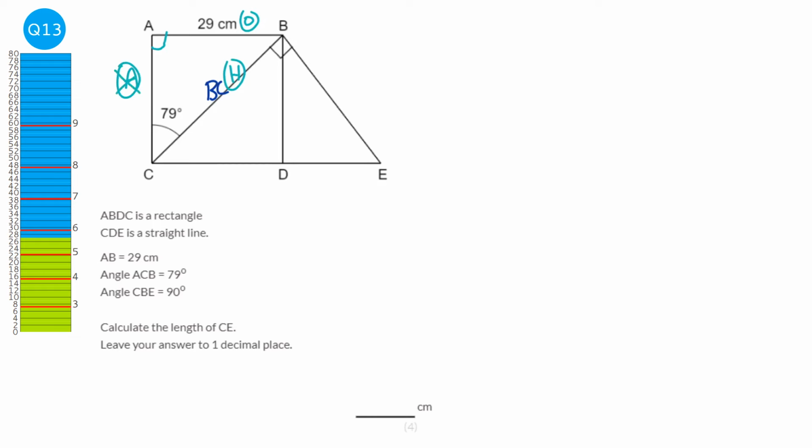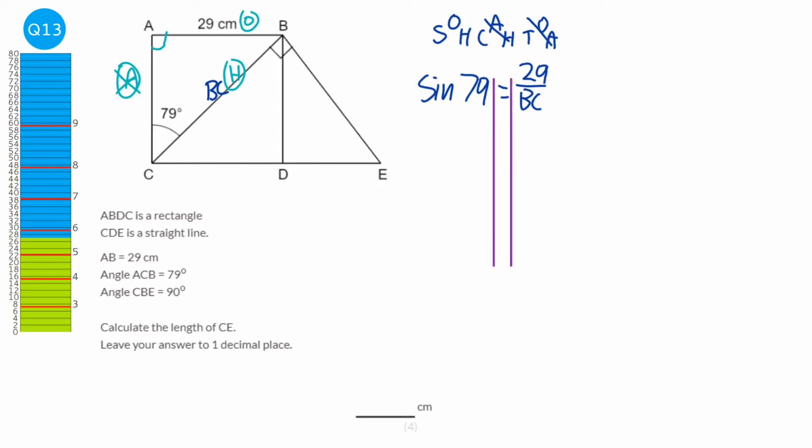We're not using the adjacent, so we're going to do our SOHCAHTOA, and we've crossed out the A, so we cross out these two, so it's going to be sine. So we know that sine 79 equals the opposite, which is 29 over the BC. So I'm going to put my solving lines in. And we need to times both sides by BC first of all.